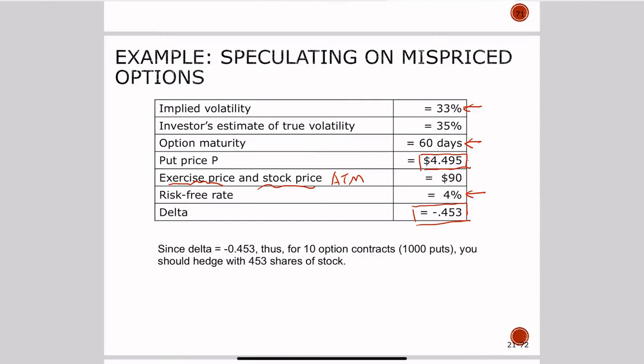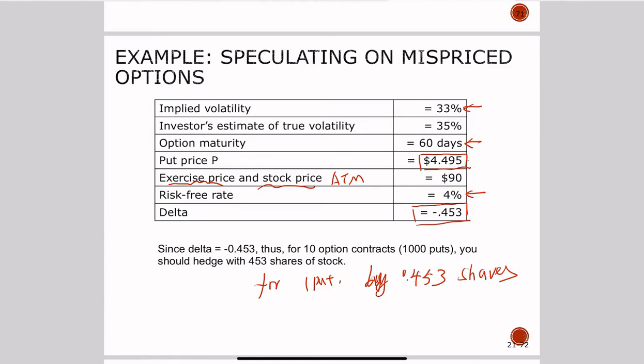It basically means that if stock price increases by $1, then put option price will decrease by about 45 cents, right? So this basically means that if you want to hedge against this stock price movement, then for one put, how many shares should you buy? Well, you should buy 0.453 shares, right?